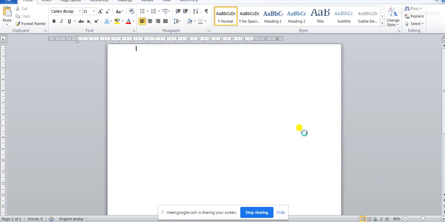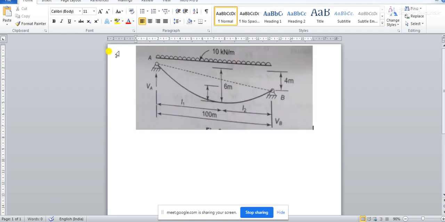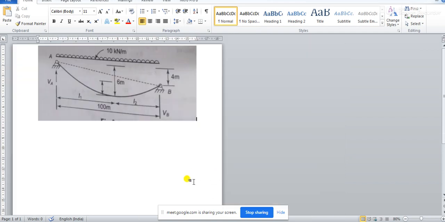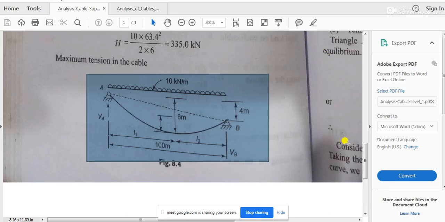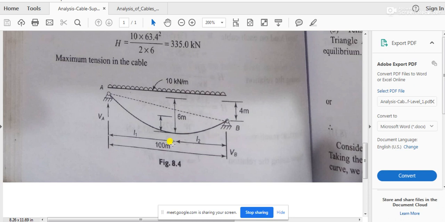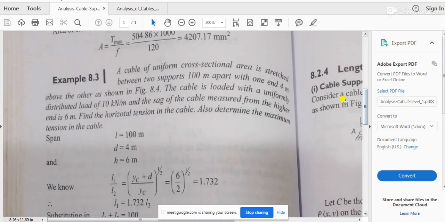Okay, so can you see this? You see what the problem is saying. This is the diagram of a cable where two supports, you see this A support and B support, are placed apart by 100 meters. So the length between this A and B is 100 meters. Okay, and the placing of the supports is shown in this figure 8.4.